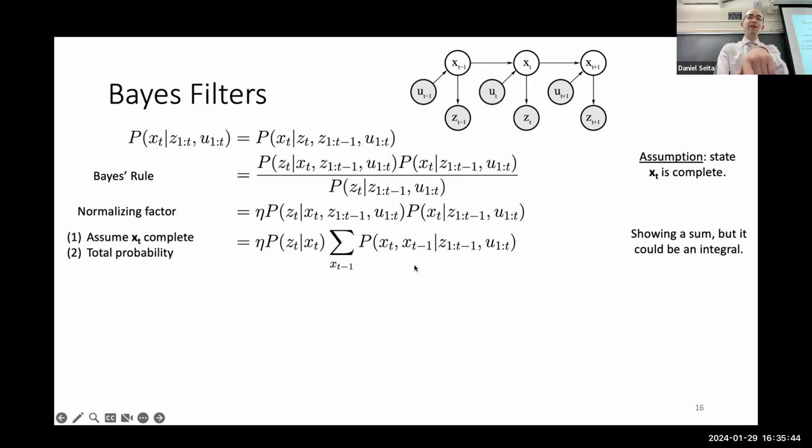But you see why we have to introduce XT minus 1, right? Because this is a recursion. If you want to show that this equals something as a function of the prior time, you have to introduce XT minus 1 somewhere. So this is how we introduced it.